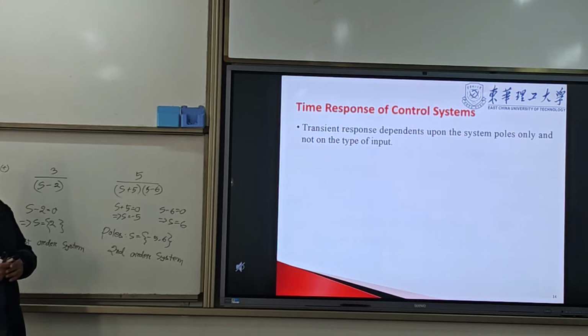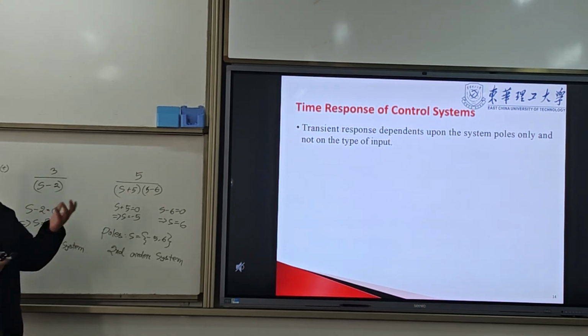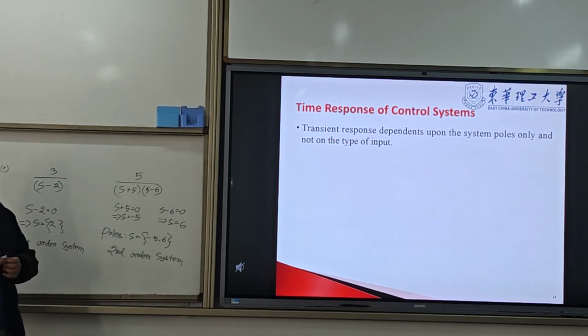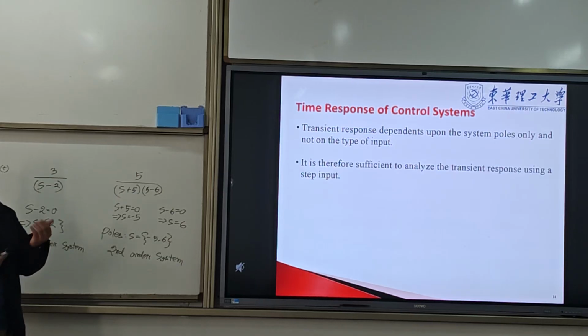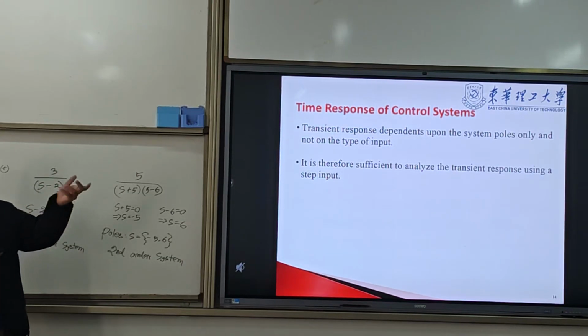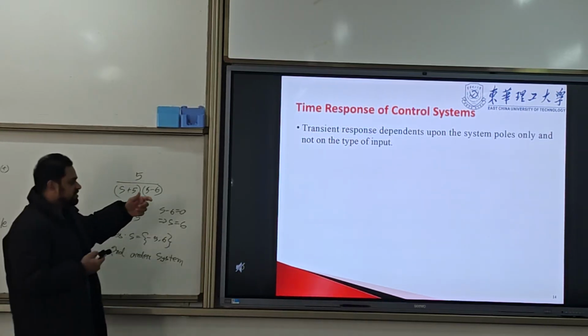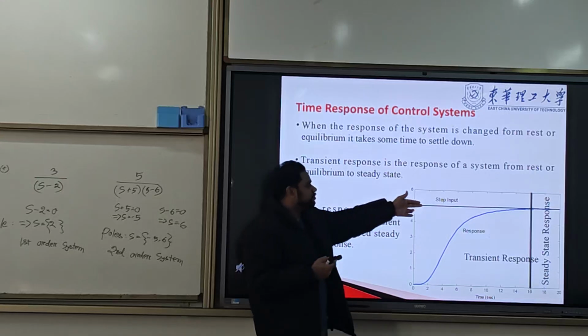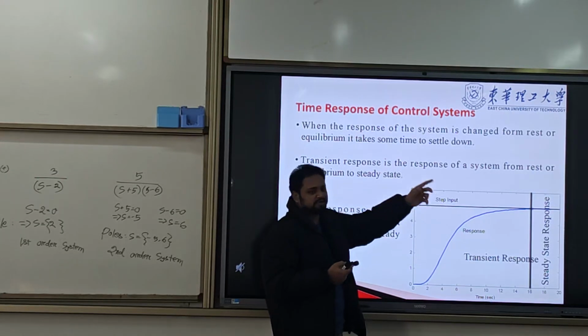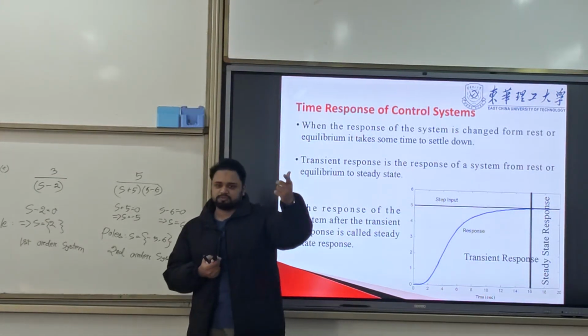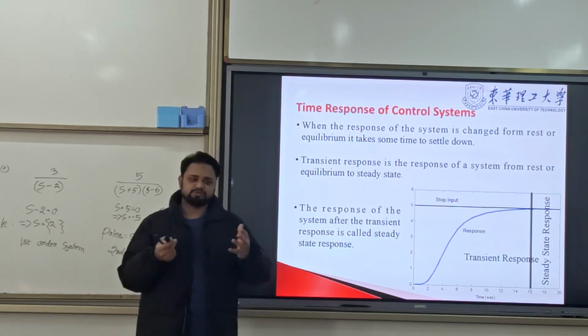Now the transient response depends on the system poles. How many poles? One pole in first order, two poles in second order, three poles in third order. It depends on the system poles, not the type of input. So we can analyze the transient response with any type of input, like the very easy step input. We can analyze the transient response using any random input, such as a step input. But we will see different types of input later on.